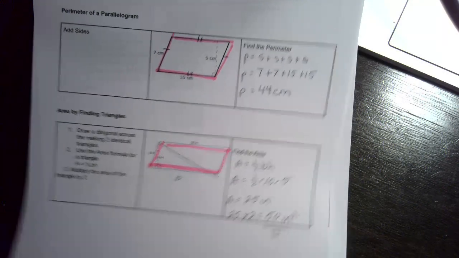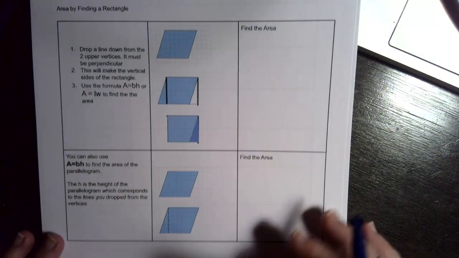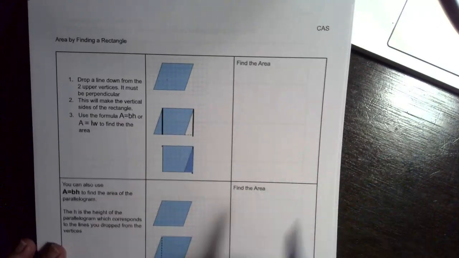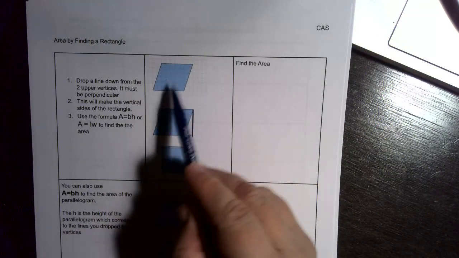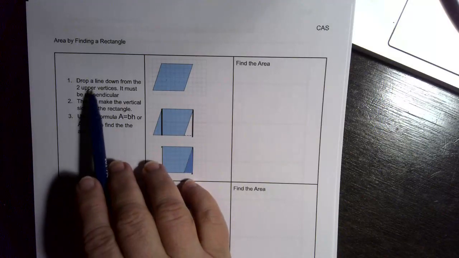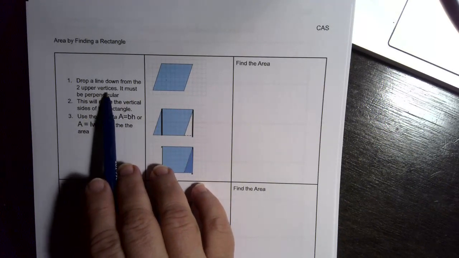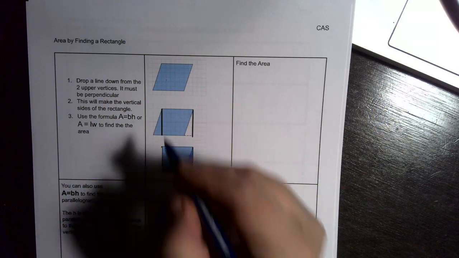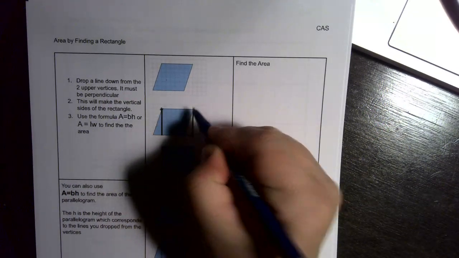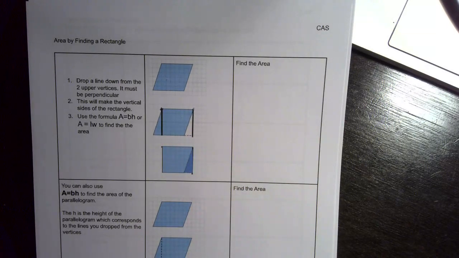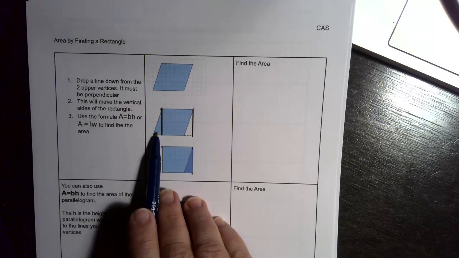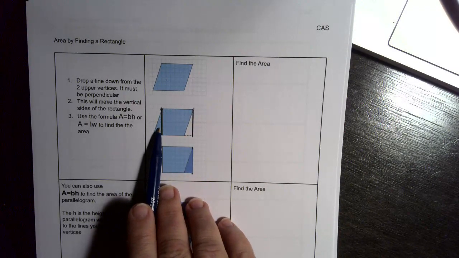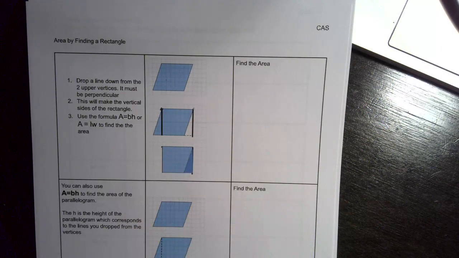Okay, turn to the next page. The next way that some of you found was by finding a rectangle. Okay, so we dropped a line. So here's our initial shape. Drop a line from the 2 upper vertices. It must be perpendicular. So if you see here, the black lines are perpendicular lines. What that allows us to do is then we slid over this piece. So it's like we cut it off and we slid it over into this white spot. And now we have a rectangle.